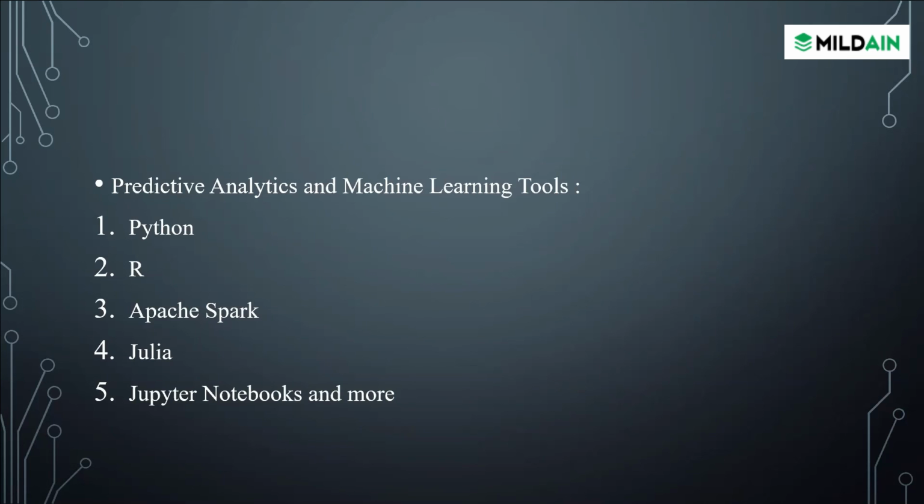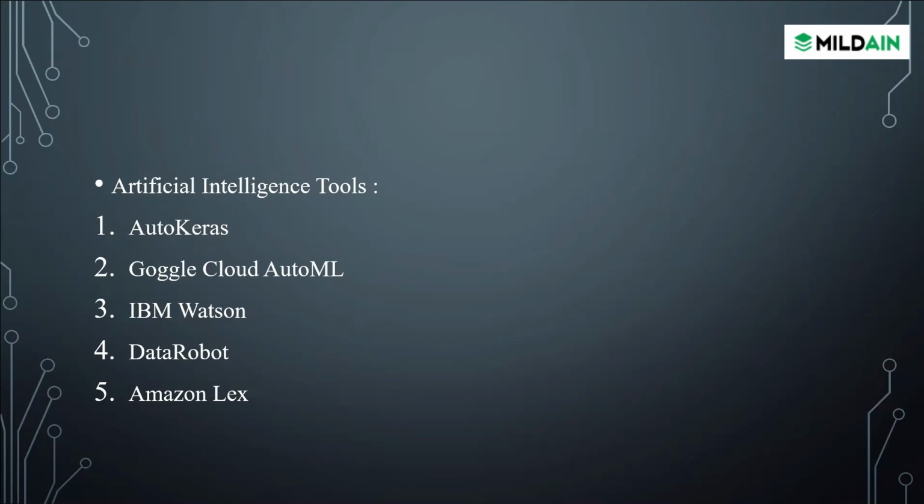Any different tools and techniques there are fine. And artificial intelligence: Autoclass, Google Cloud AutoML, IBM Watson, DataRobot, Amazon Lex. Nothing here is open source, but still they are coming up. We are interested only in the tools. We go with the techniques, the algorithms we are going to use in our R programming language. These are the automatic tools, the upcoming tools that we have. Amazon Lex is there.